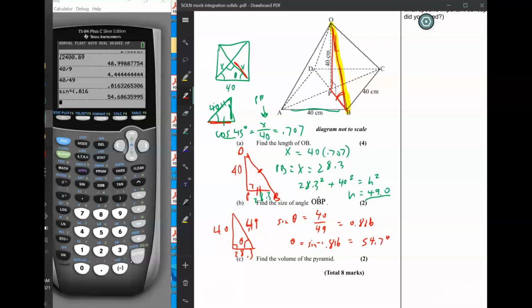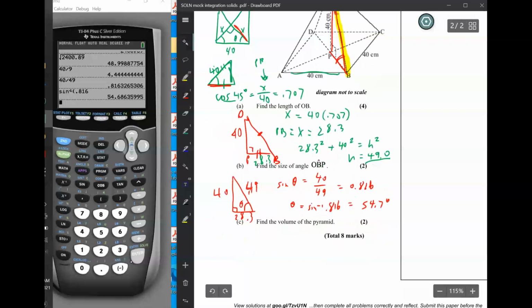Okay? And then the final thing says, find the volume of the pyramid. The volume of the pyramid we find by using the formula. And the formula, I believe, if you look on the formula sheet, is volume is equal to 1/3 times the area of the base times the height. And the area of this base is pretty easy because it's a square, right? It's equal to the side squared, so it'd be 40 squared. Each side is 40. So that's 1600 for the area. And so we would put that for A.